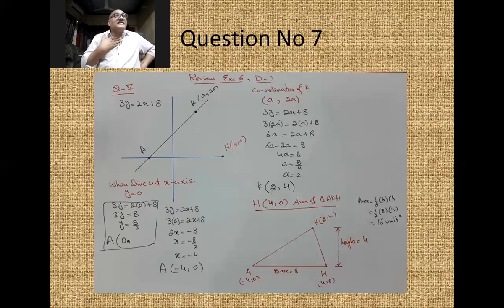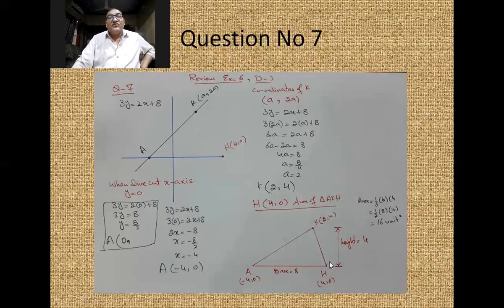And the third part is the area of the triangle AKH, where H is the point 4, 0. So the H point is 4, 0, and H will be here somewhere. So it's a triangle like this. You can see here I have drawn that triangle. Because A and H have the same y value, it's a horizontal line. Its x is -4, its x is 4, so this length will be 8.